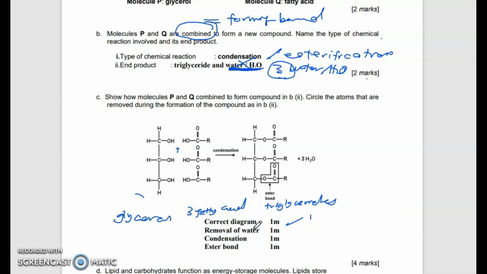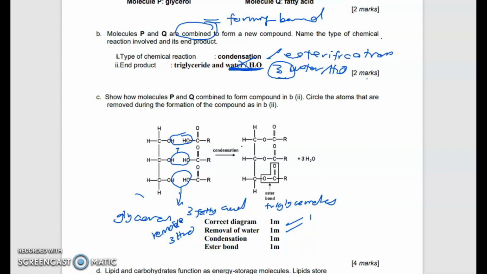So as I have mentioned, okay, we need to circle. Okay, so for fatty acid, it will lose the hydroxyl, and then for each carbon in glycerol, it loses its hydrogen atom from the hydroxyl group. So this is what we have to do. Cannot take it wrongly. Cannot. So write here, remove 3H2O. And then you get another 1 mark. Okay, next is to show condensation. So draw arrow, label condensation.